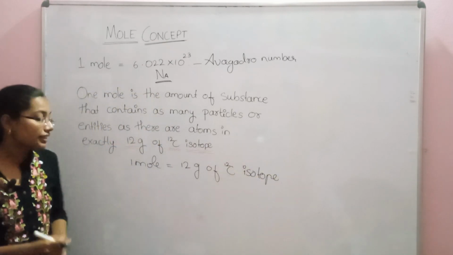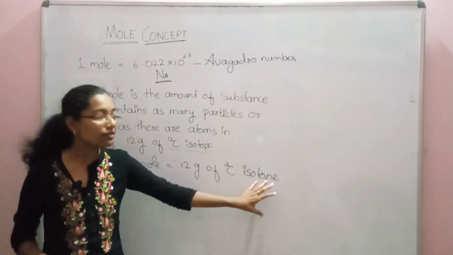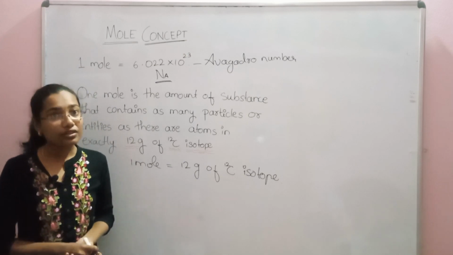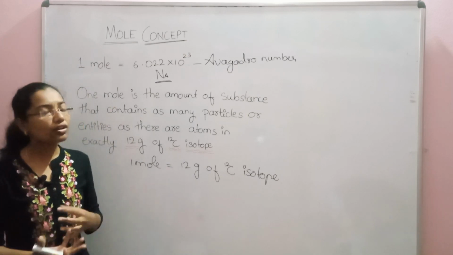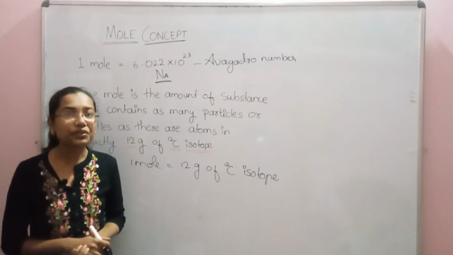Okay, and now we got to know that 1 mole is equal to 12 grams of C12 isotope. Now we'll calculate what is the value of 1 mole. We know that the value of 1 mole is 6.022 into 10 to the power 23.